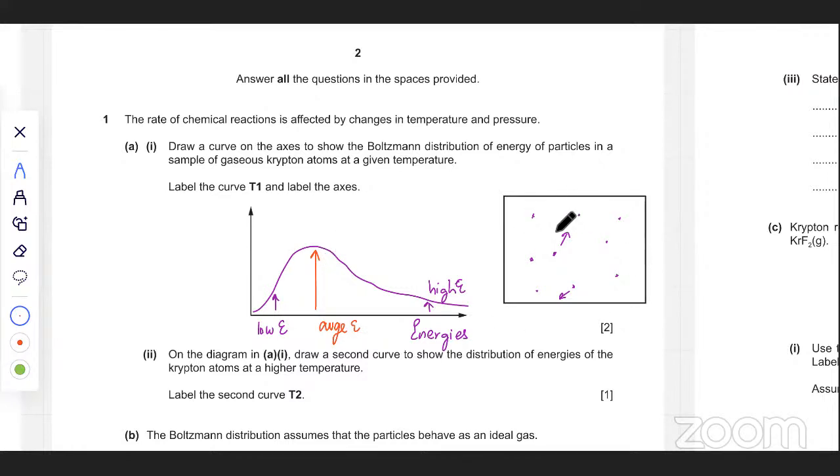So for example, if this container is at 25 degrees centigrade, then most of the particles would have energies that are close to that. Very few would have energies that are higher than that, and very few would have energies that are lower than that. And this axis is the proportion or the number of particles.